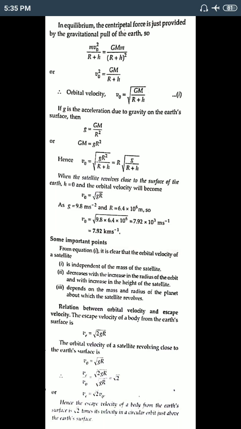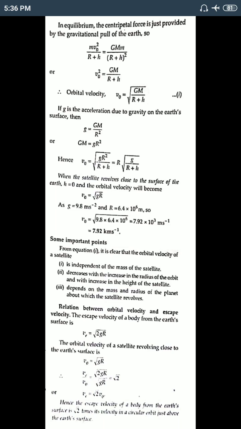Another one depends on the mass and radius of the planet about which the satellite revolves. Here we consider the earth, so in the first expression you see that g, m, r and h, every term is there. So we can say that it depends on the mass and the radius of that planet, that is here the earth, about which the satellite revolves. Okay, this is all about the orbital velocity.